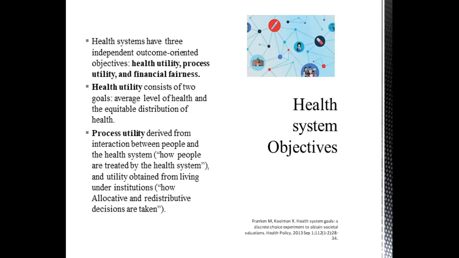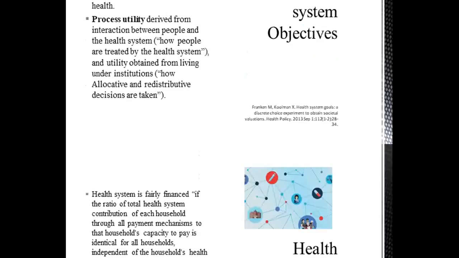Process utility is derived from interaction between people and the health system, how people are treated by the health system, and utility obtained from living under institutions, which include how allocative and redistributive decisions are taken. For example, willingness to pay approach is the most commonly applied approach in process utility, which includes allocative and redistributive decisions and the interactions between people and the health system and how they are treated.